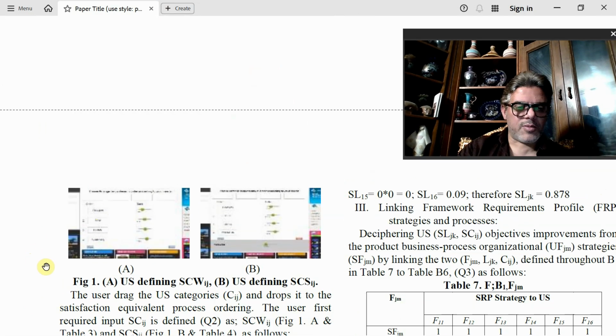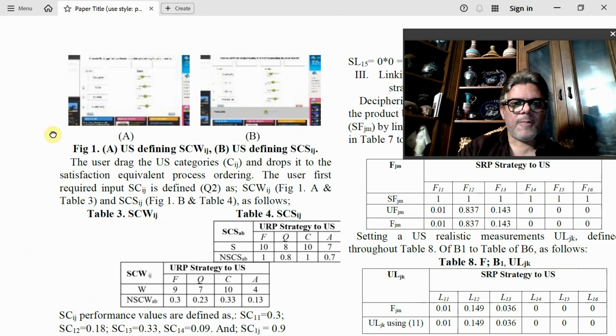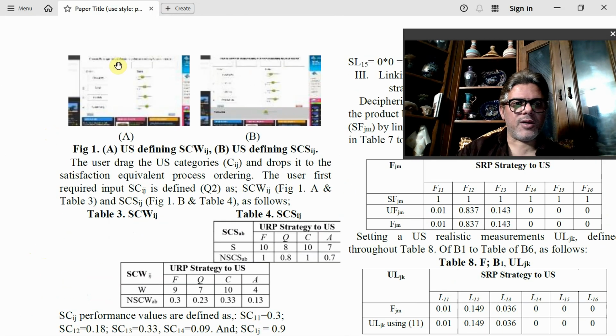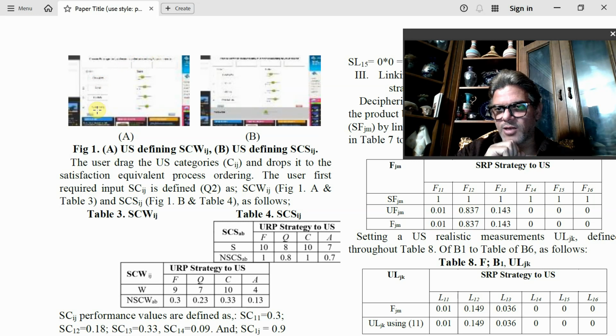So now we're going to talk about the user. Let's say features, quality, cost, availability. He will take the category, drag and drop it in. So now I know the process of his satisfaction category.